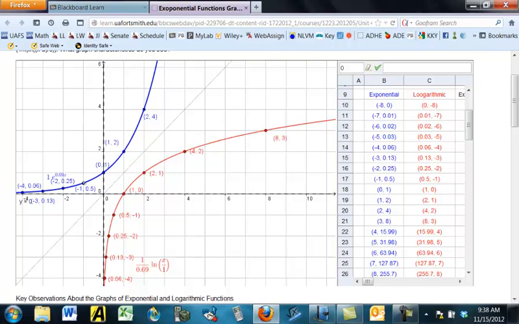Here we have negative 1, 1/2. Here we have 1/2, negative 1. Here we have negative 2, 1/4. Here we have 1/4, negative 2. This is negative 3, 1/8, and this is 1/8, negative 3. Of course, these are rounded off to 2 decimal places, so for example, this should be 0.125 instead of 0.13, but it's basically the same.